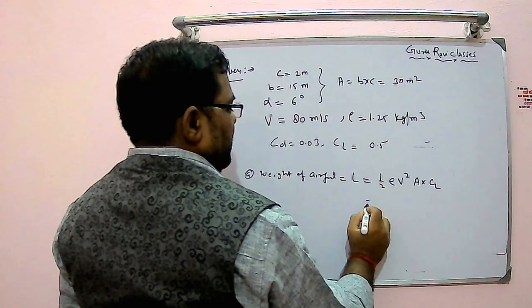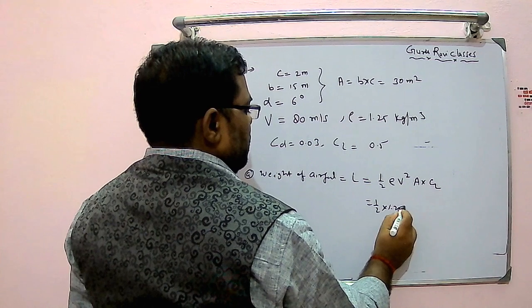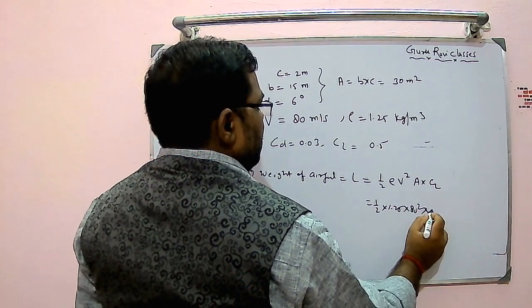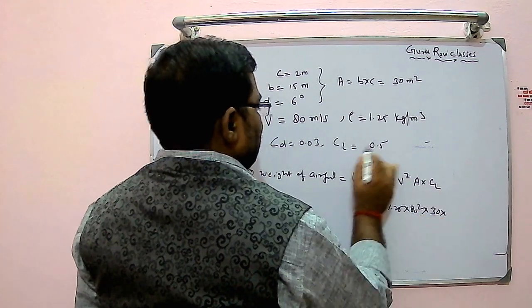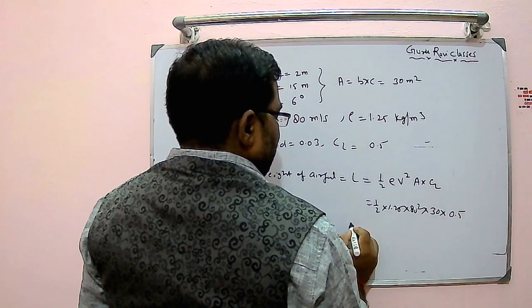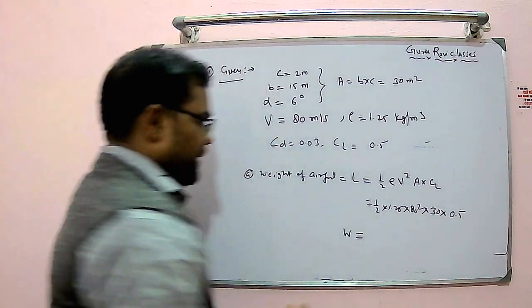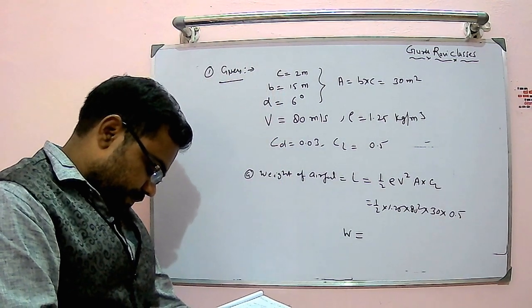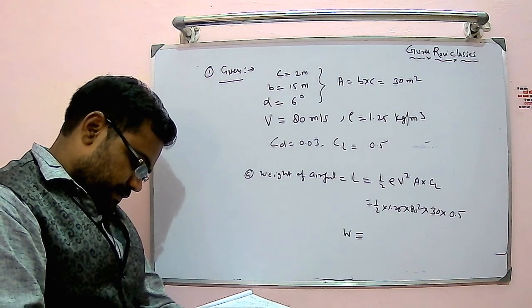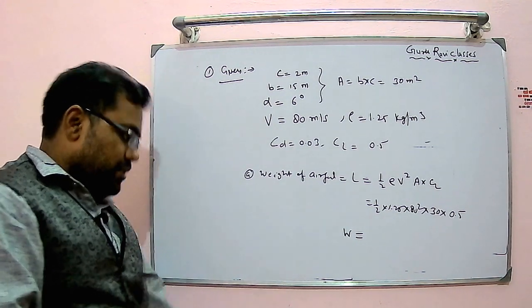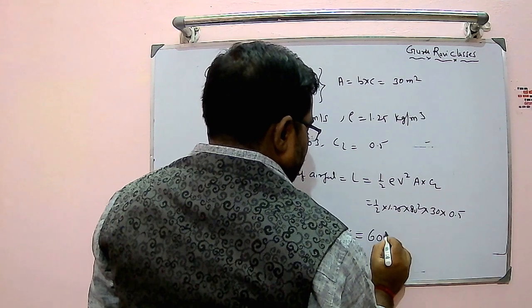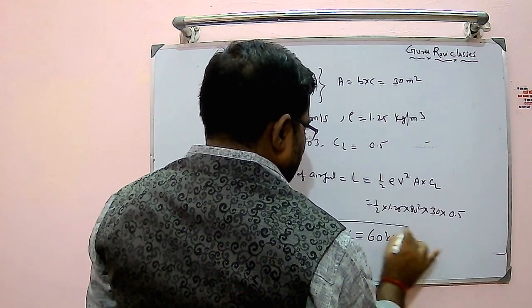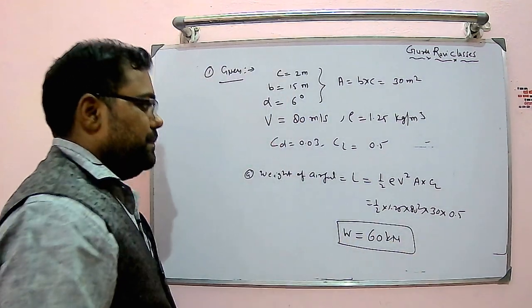So you can substitute here half rho V square, 30 for the area, into CL, which is given as 0.5. So you can get the weight of the airfoil directly in this way, and it comes to around 60 kilonewton, right? So weight is 60 kilonewton. This is the first answer.